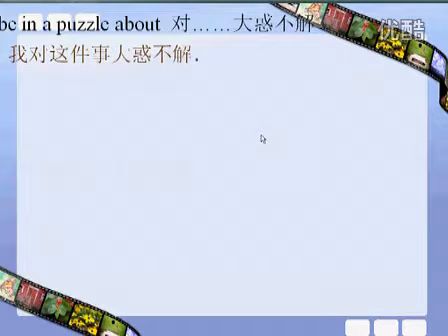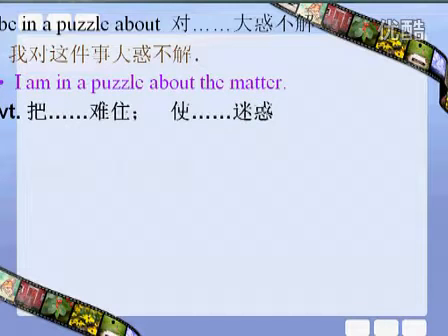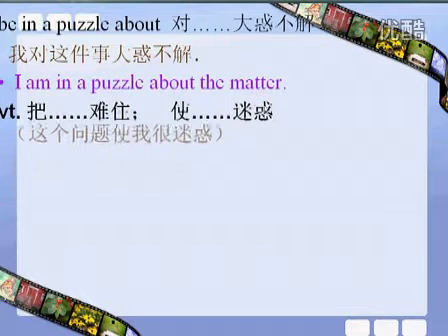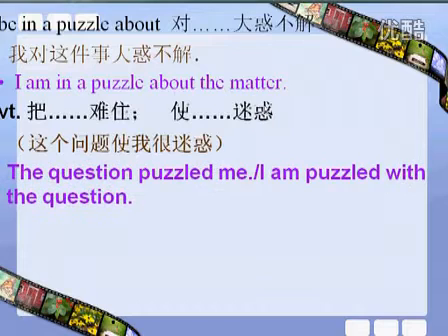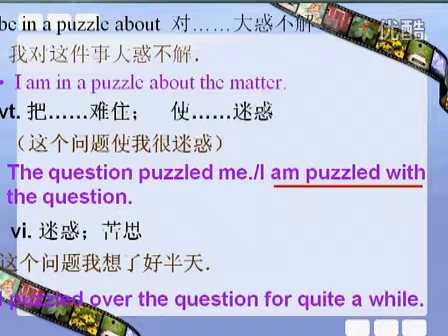Now next. Being puzzled about 对什么大惑不解。我对这件事呢大惑不解。I'm in a puzzle about the matter. 把什么什么难住，使迷惑。For example, the question puzzled me. I'm puzzled with the question. 这个问题呢，我想了好半天。I puzzled over the question for quite a while. Okay. Now this is about puzzle.